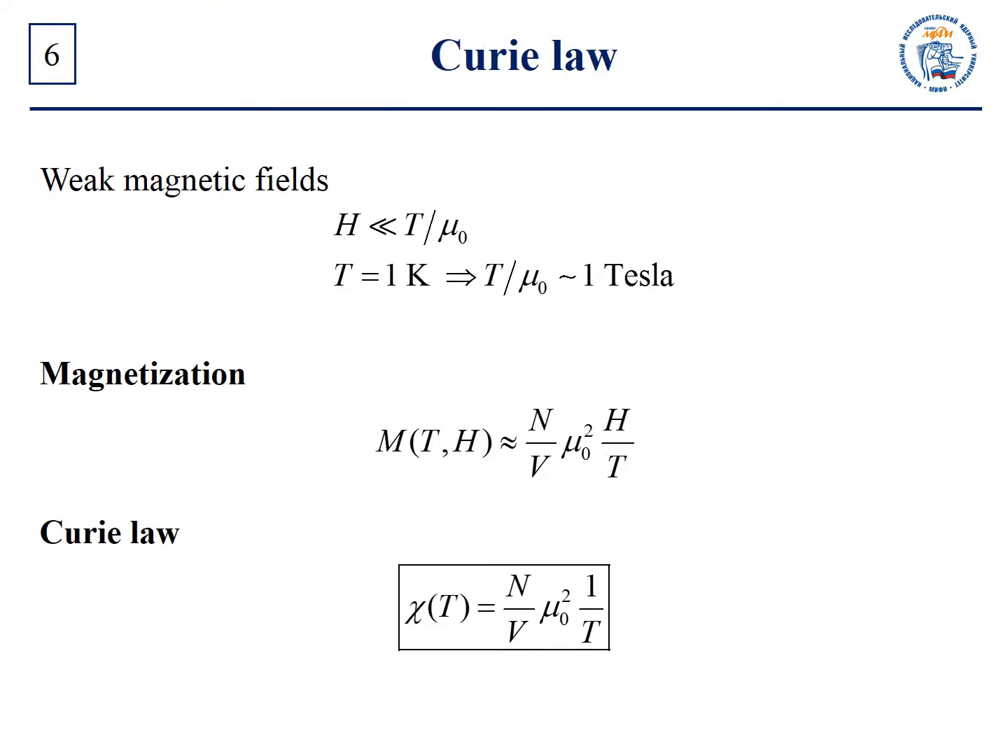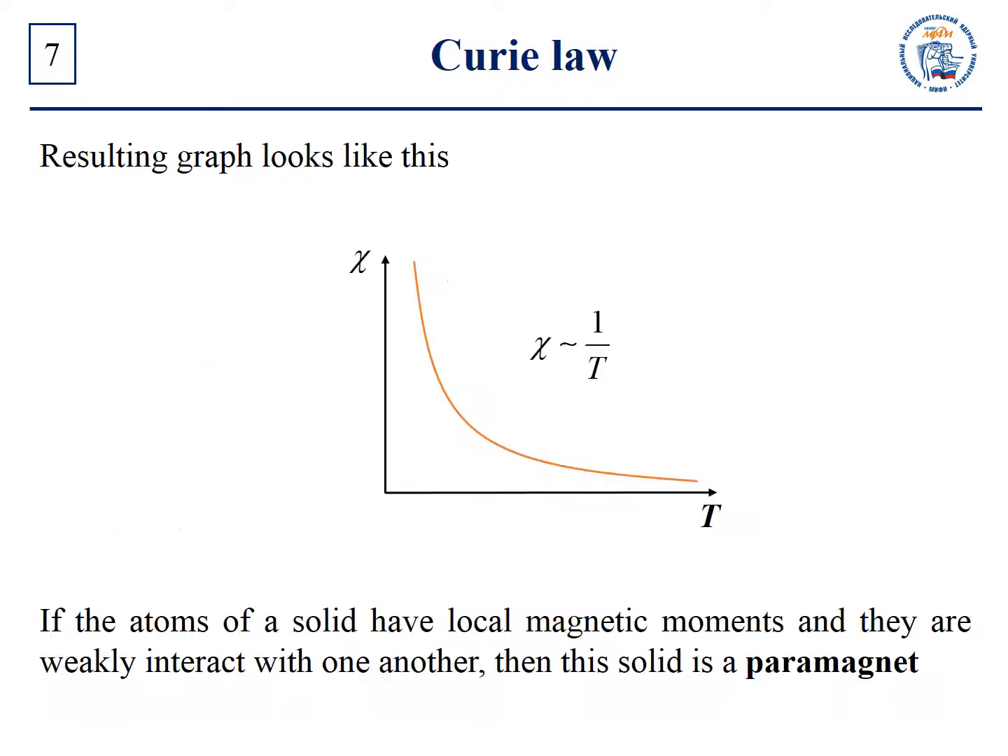In weak magnetic fields, we have from the previous equation for magnetization the following approximate equality. Note that the ratio of T and mu0 is about 1 Tesla at temperature equal to 1 Kelvin. So, magnetization M is linear in magnetic field H, and the magnetic susceptibility takes the following form. Such temperature dependence of chi is referred to as Curie law. Curie law looks like this.